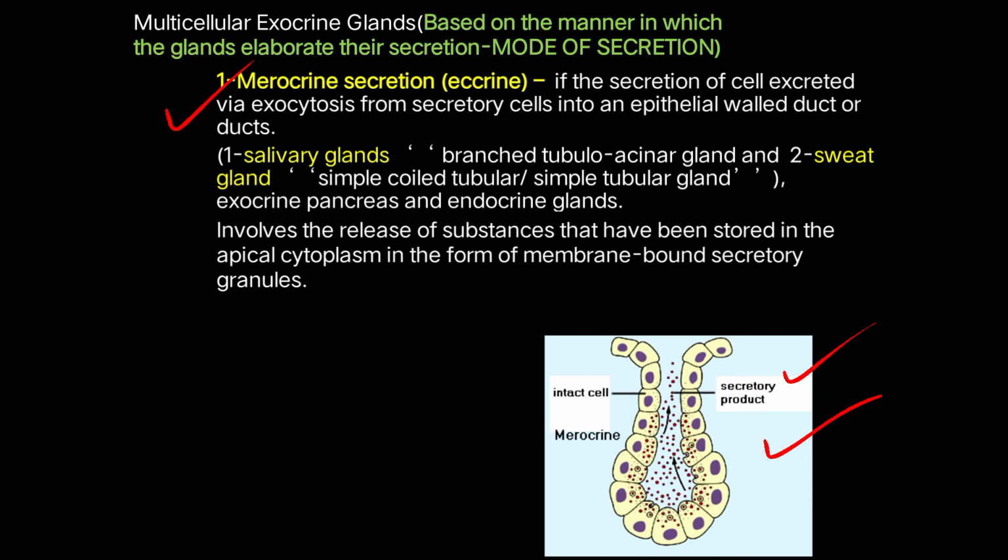Because the secretion of the cell is excreted via exocytosis from the secretory cells. This secretion is coming with the help of the process called exocytosis from the secretory cells into the epithelial-walled duct or ducts. Then the salivary glands, like the parotid gland and mandibular gland, are branched tubuloacinar glands, and sweat glands are simple coiled tubular or simple tubular glands.